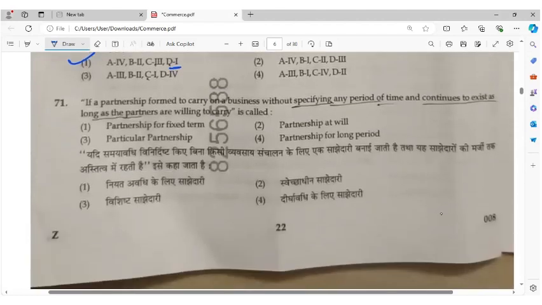If a partnership is formed to carry on a business without specifying any period of time, and continues to exist as long as the partners are willing to carry on, then option number 2 is correct. That is, in a partnership at will, no period of time is specified, and the partnership continues to exist as long as the partners are willing to carry on. So it is given in the partnership at will.